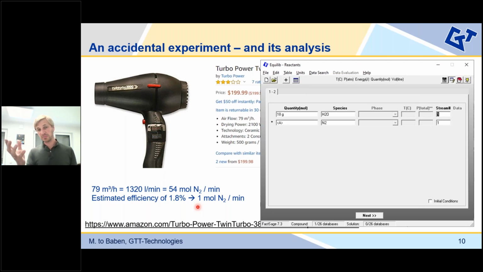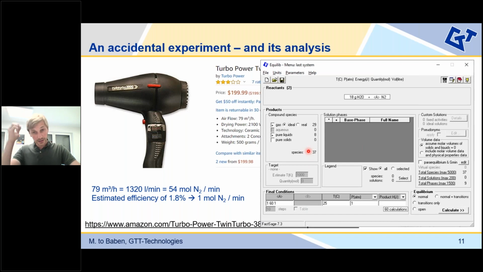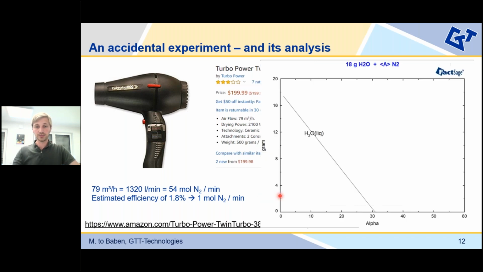I assume that I have spilled 18 grams of water, and then this is the accurate calculation that I did. So I set pure liquid, pure gases, and then I blow for 1 to 60 minutes at room temperature, and I can see that in this assumption, it takes me 30 minutes to dry the whole laptop.